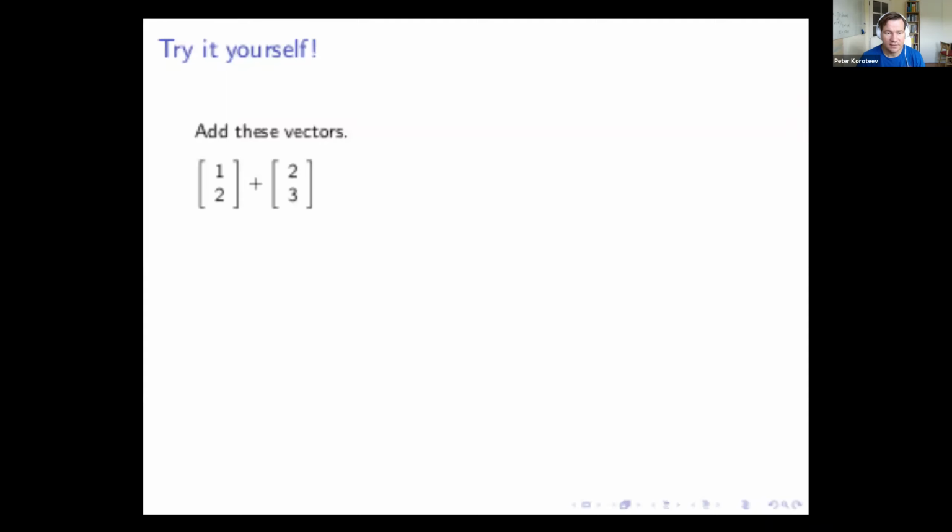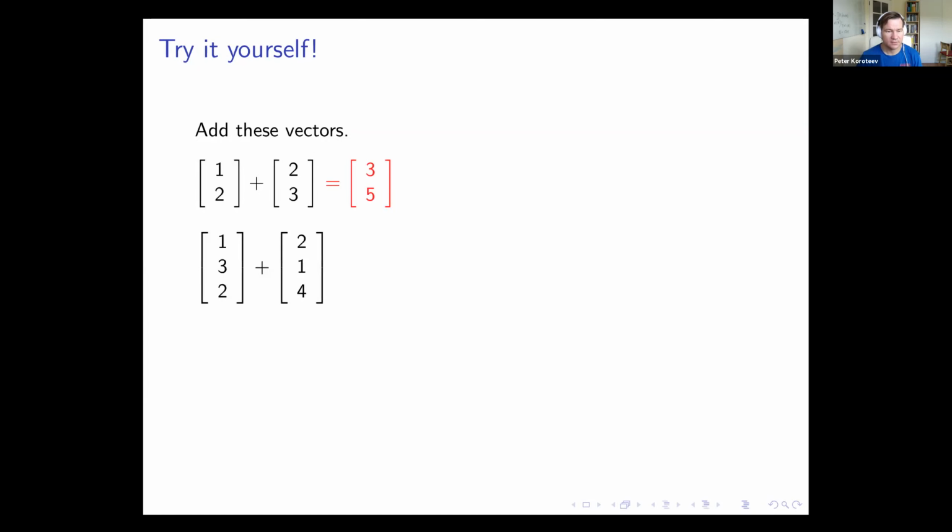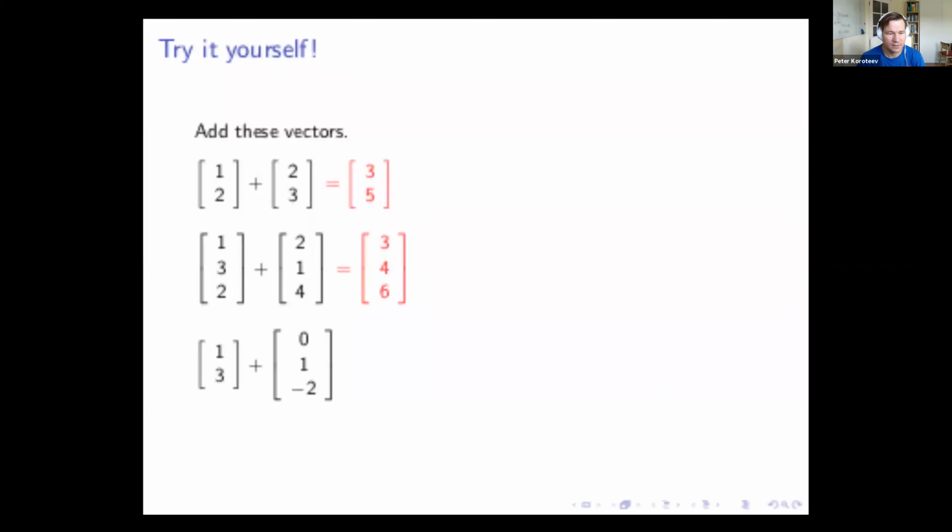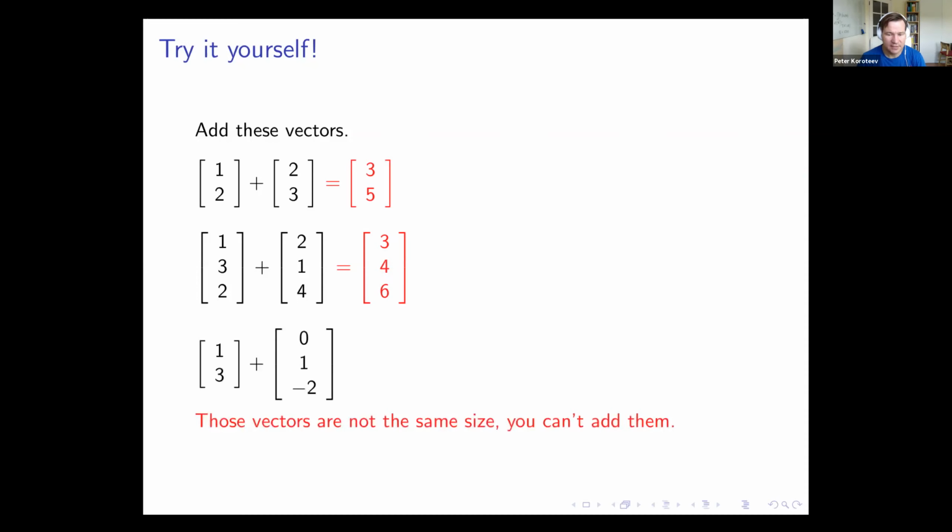Try it yourself. Add these vectors. How much is 1, 2 plus 2, 3? Take a moment. So 1 plus 2 is 3, 2 plus 3 is 5, so it's the vector 3, 5. Next, we have 2 vectors with 3 components, 1, 3, 2 and 2, 1, 4. Pause if you need a moment. And the answer is 3, 4, 6. Finally, how about this one? Well, those vectors are not the same size, so the addition is not well defined.